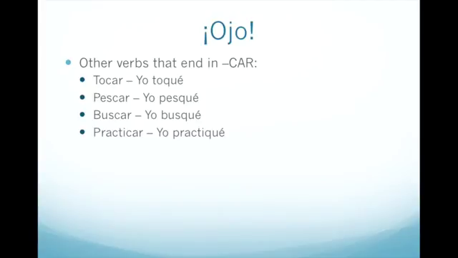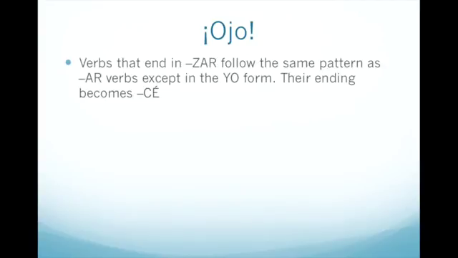The last chunk of verbs that we're going to talk about are verbs that end in zar. And we're going to call this group that changes in the yo form in the preterite tense car, gar, and zar verbs. So anytime you hear car, gar, zar, know that you need to change the yo form in the preterite tense. Verbs that end in zar are going to change in the yo form, and their ending becomes cé with an accent.